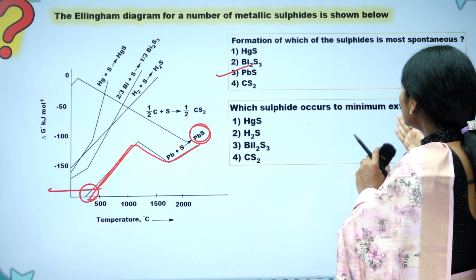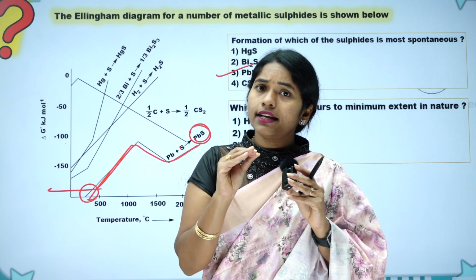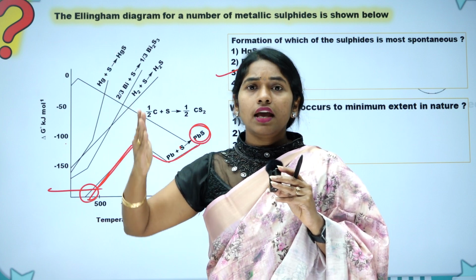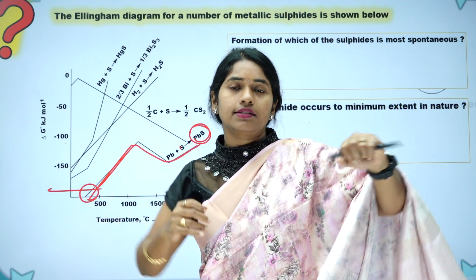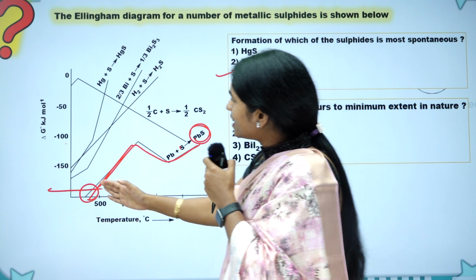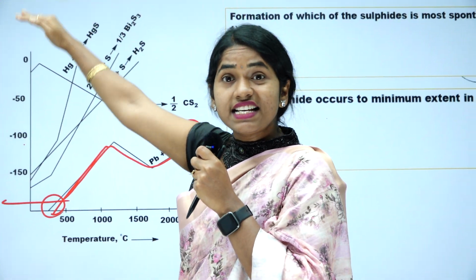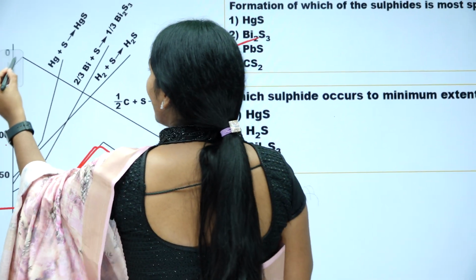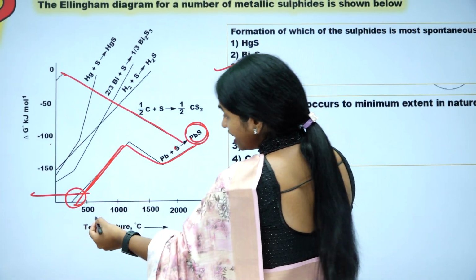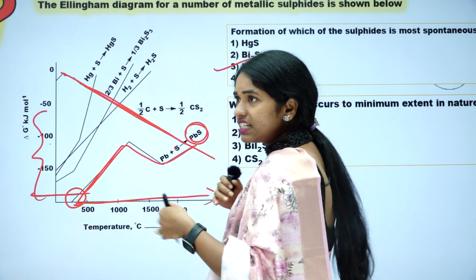Which sulfide occurs to minimum extent in nature? Minimum extent means delta G is less negative, I mean more positive. What I want to say is, delta G more negative means more spontaneous. In this case delta G is more negative down, but as you go up, delta G is decreasing, which means the extent of reaction is decreasing. In this line, you can see that when you increase the temperature, the graph is coming down, which means delta G is negative.